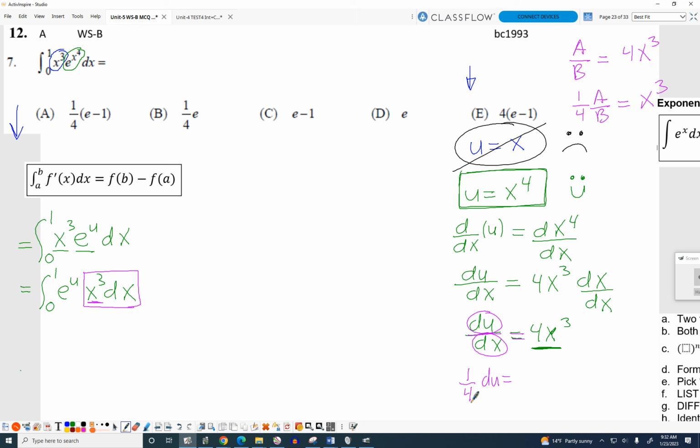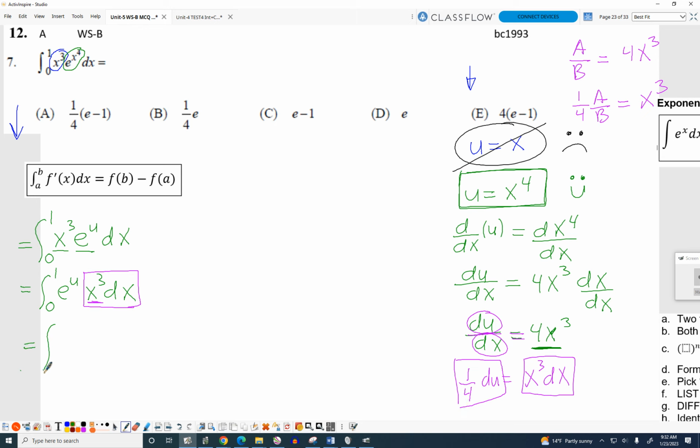Exactly the same thing as x cubed multiplied by dx. Which means this purple box, which is right here, is exactly the same as this purple box. So I can make a replacement. So I come back over to this side and I write.